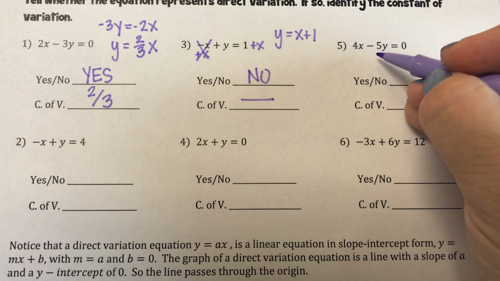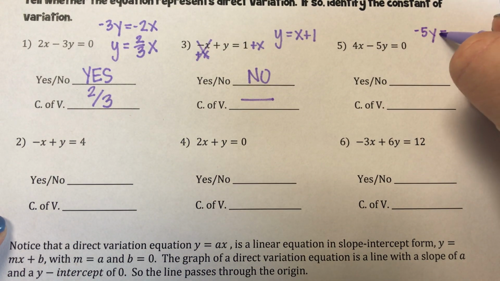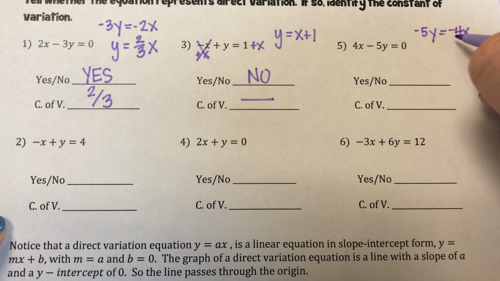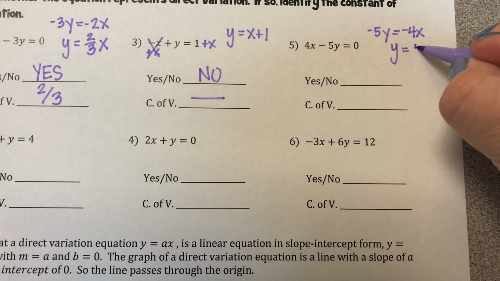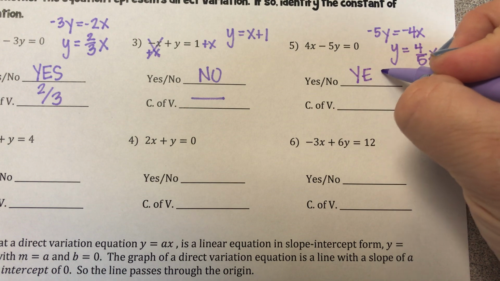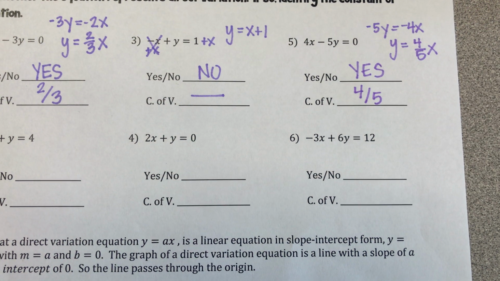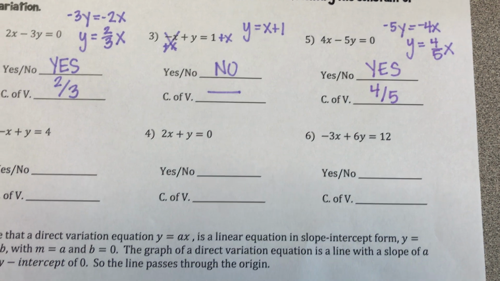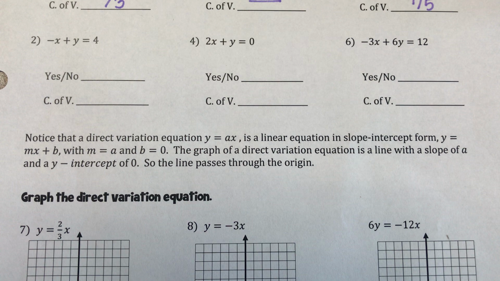On this next one, how are we going to get rid of this 4x? We're going to subtract it, and then we're going to divide both sides by negative 5. Negative 4 divided by negative 5 is 4 over 5x. So yes, this models direct variation, and the constant of variation is 4 over 5. So why don't you try the last row? Pause it and then come back, and we'll see if you get it.